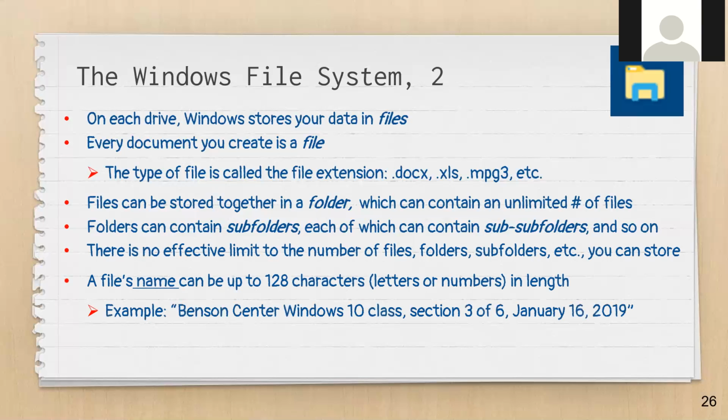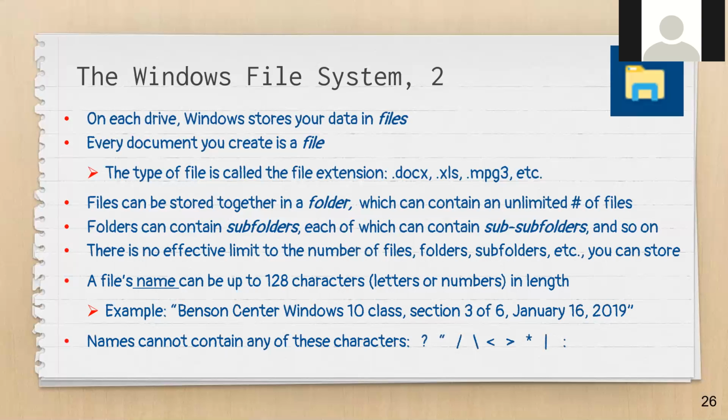So your last thing, a file name can be anything you like. So here's a perfectly good file name on the very last line. Benson Center, Windows 10 class, section 3 of 6, and a date, right? That's a perfectly good name. You can make the name as detailed as you like. It can have spaces in it. It can have commas. It can have dashes. It just can't have some of these funny characters.